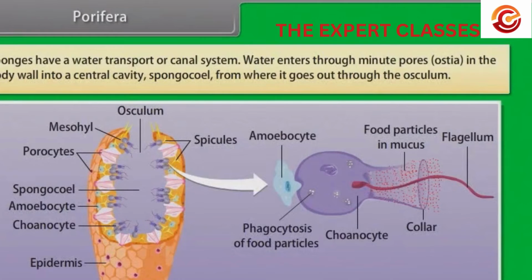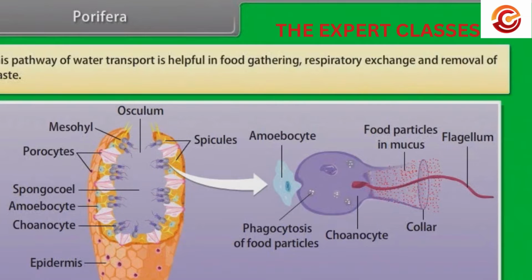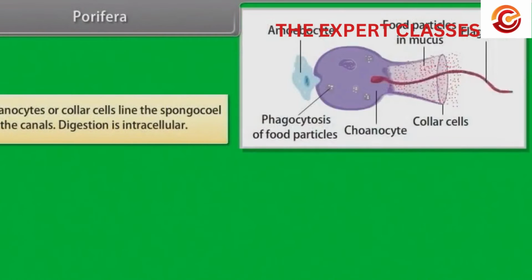Sponges have a water transport or canal system. Water enters through minute pores known as ostia in the body wall into a central cavity, spongocoel, from where it goes out through the osculum. This pathway of water transport is helpful in food gathering, respiratory exchange, and removal of waste. Choanocytes or collar cells line the spongocoel and the canals.